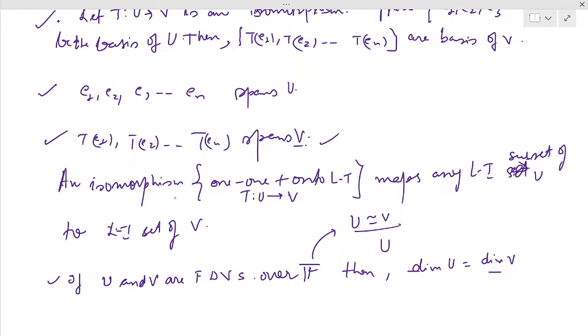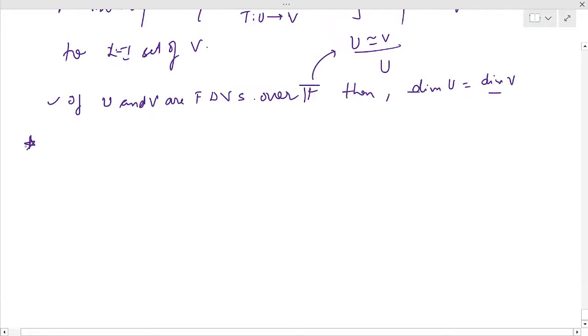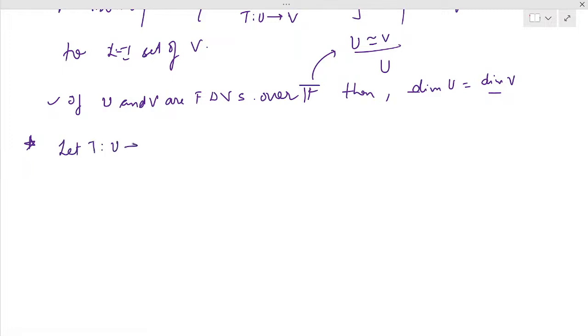We have seen that if E1, E2, E3, ..., En are bases of U, then TE1, TE2, ..., TEn are bases of V, provided U is isomorphic to V. And one more important statement I can write: let T be a linear transformation defined from U to V, and E1, E2, E3, ..., En a basis of U.